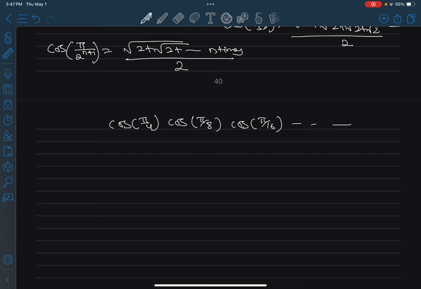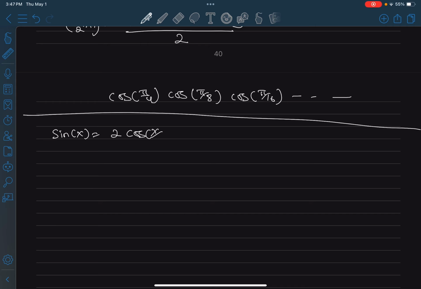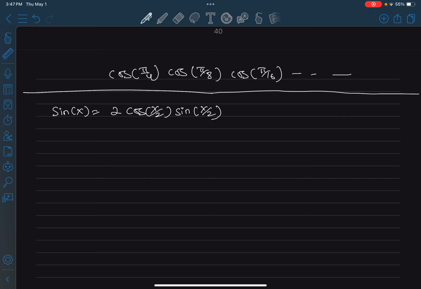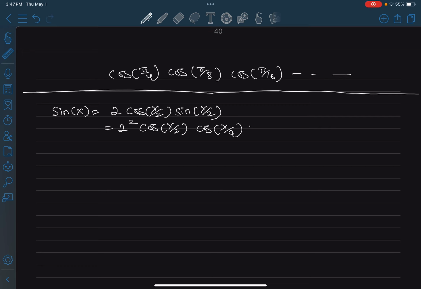Okay, now for this one, let us try to see a way by which we can get this expression. We can do that basically by breaking sine, right? Let's say if I have sine x, I can actually achieve 2 cos x by 2 sine x by 2, using the half angle formula of sine, right? Again I can also break sine x by 2. That gives me now 2 square cos x by 2, and then cos x by 4 sine x by 4, right? I have again broken sine x by 2 into 2 sine x by 4 cos x by 4, right?